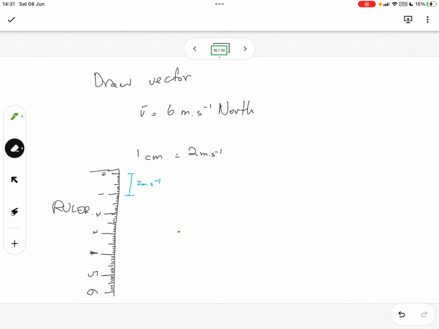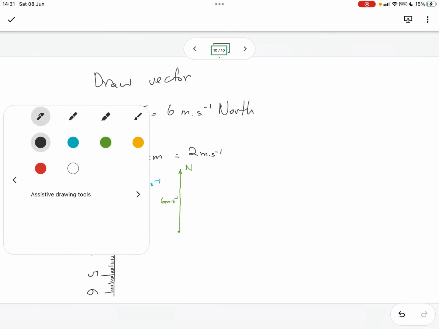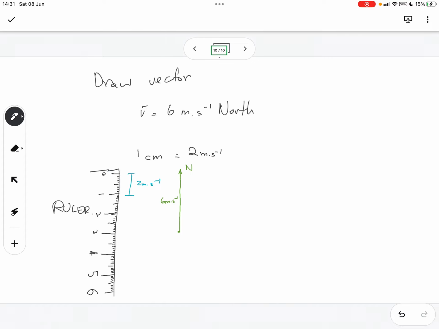So then our velocity vector is going to start, let me erase this. It's no use complaining about how cold it is. So our vector is gonna start there, and it'll end at 3 centimeters. So now we've got our 6 meters per second, and what's our direction? North. So we can just leave it at that.